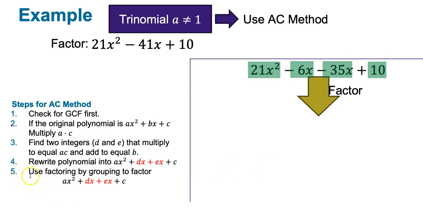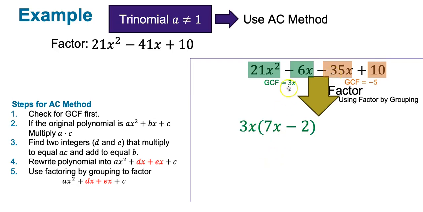So step 5 of the AC method is use factor by grouping to factor the 4-term polynomial created by expanding that middle term. We factor by grouping first by separating the 4 terms into 2 pairs of terms. Then, factor out the GCF from each of those pairs. Notice how I made the GCF for the orange pair negative since the leading term of that pair was negative. Factoring the GCF from the green pair gives this. Factoring the GCF from the orange pair gives this. What's in between? A plus. That's very important.